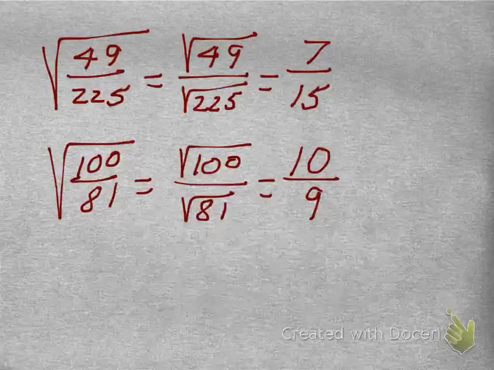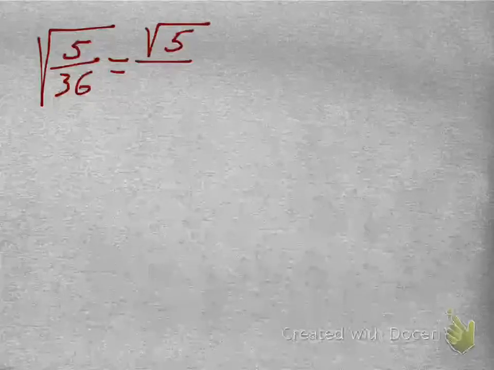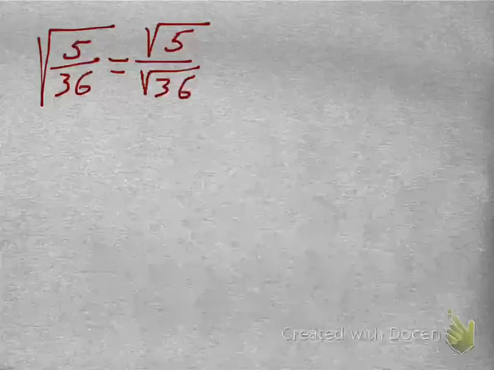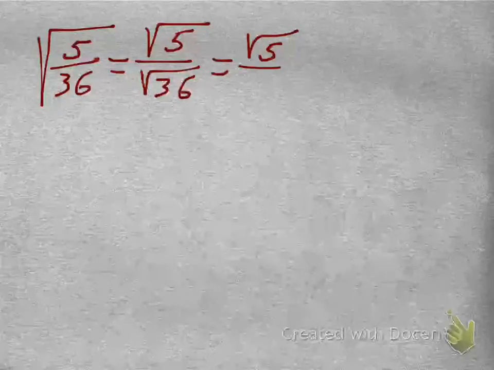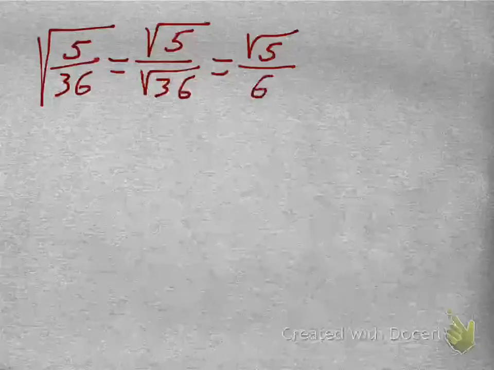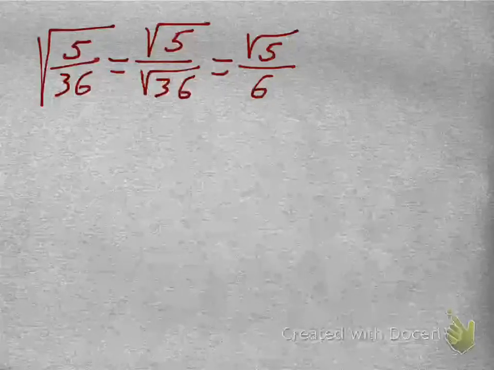Both numbers in the fraction were perfect squares, but what if they're not? What if we had the square root of 5 over 36? This is the same as the square root of 5 over the square root of 36. We don't know the square root of 5, so we leave it be, but the square root of 36 is 6. We read this as the square root of 5 over 6.